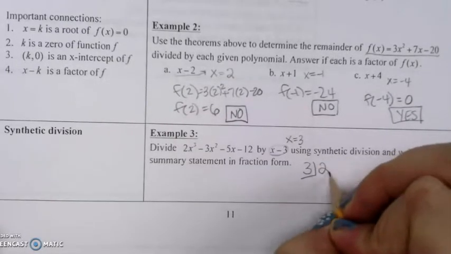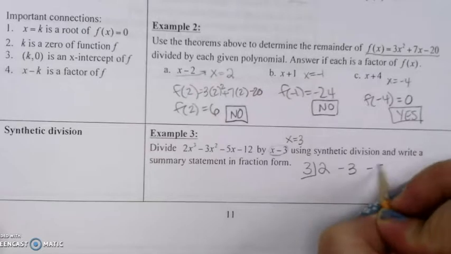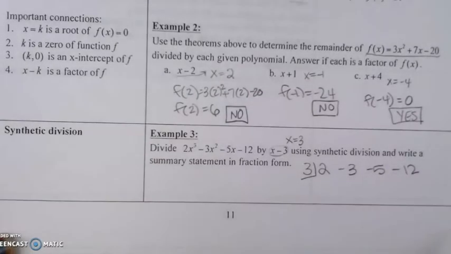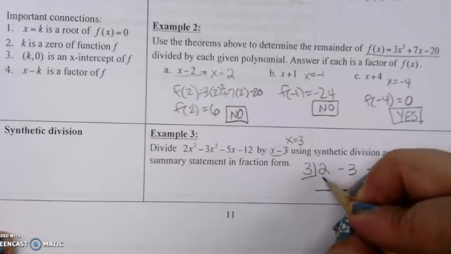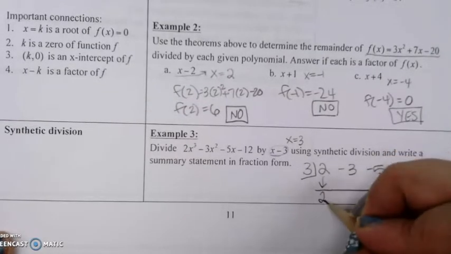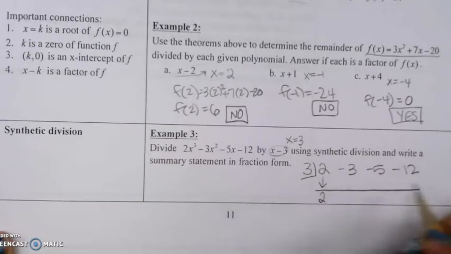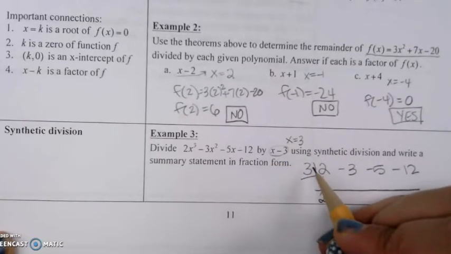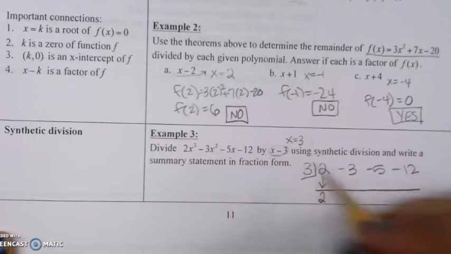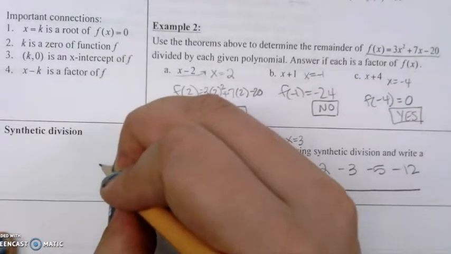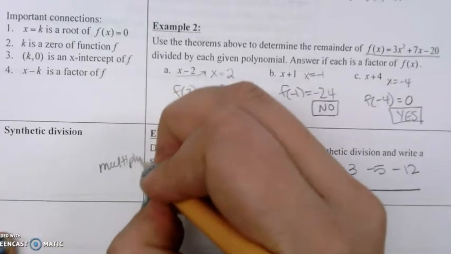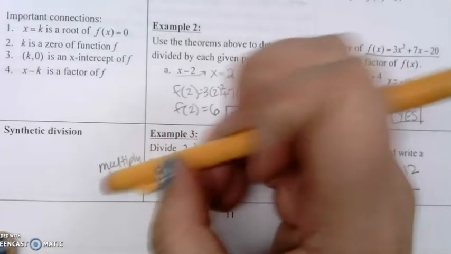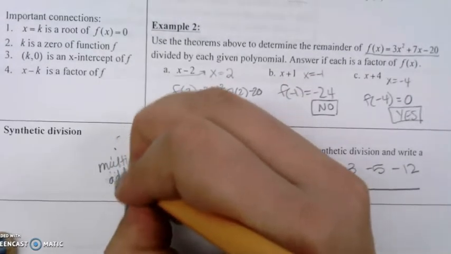So I've got 2x cubed minus 3x squared minus 5x minus 12. I didn't need any placeholders. And then a little gap and a line underneath. And the algorithm is that the 2 drops down. Whatever the first number is drops down. And then we've already done all the identification by writing out the coefficients. By changing from an x minus 3 to a positive 3, I've already changed from subtraction to addition. So I'm simplifying this down to the steps of multiply, add, multiply, add, multiply, add.